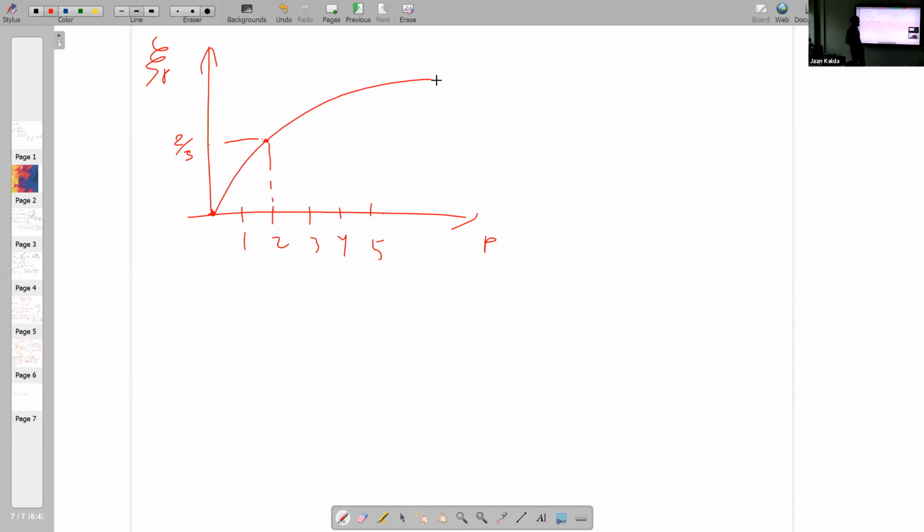This is how in the general case xi of p behaves. From this, it means that it is very intermittent. In the case of a Gaussian function, it should have been something like a straight line. This is Gaussian. And this one here is intermittent.